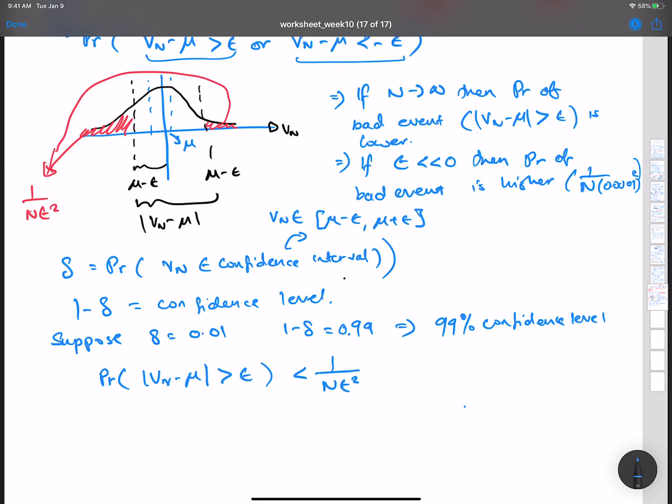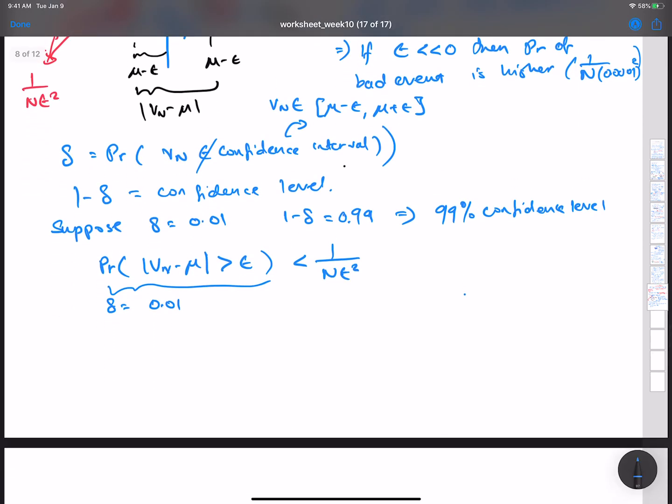So if you want the probability of it going outside to be fixed to a value, say 0.01. My apologies, this is the probability that Vn is not in the confidence interval, it's outside. Okay, so if you want to fix this value to 0.01, delta equals 0.01, then what will epsilon be for a fixed n? You can make that computation here.